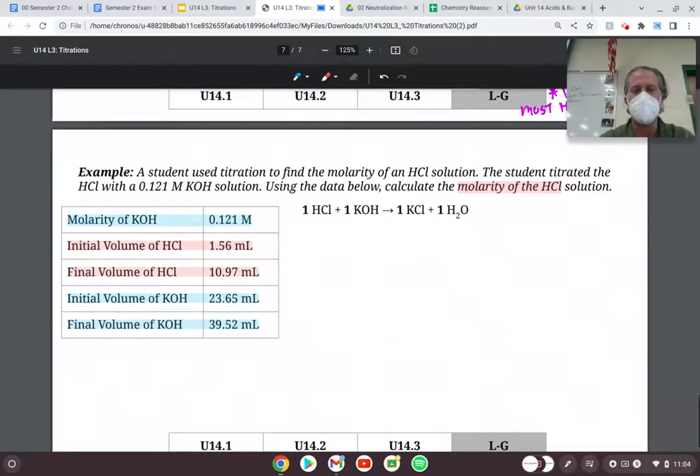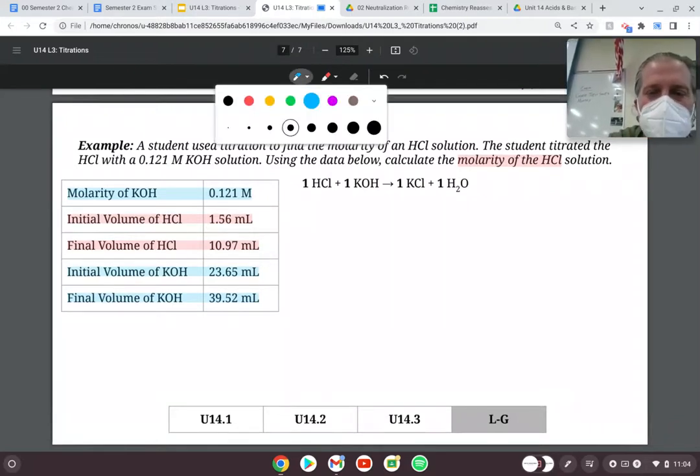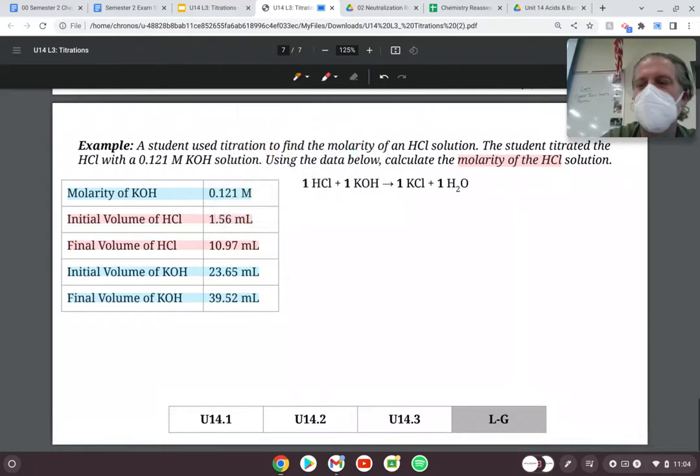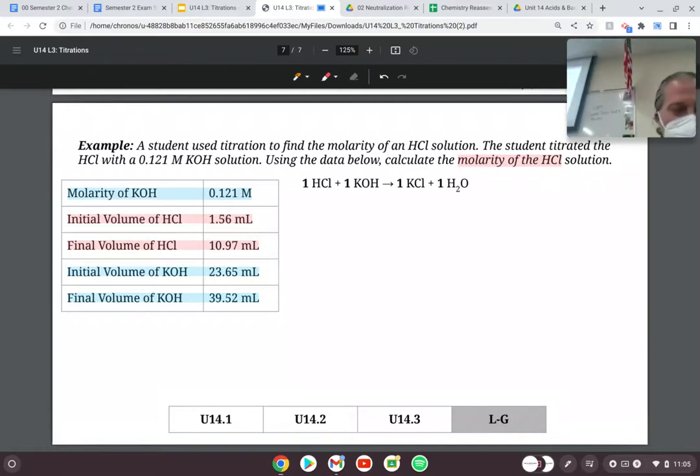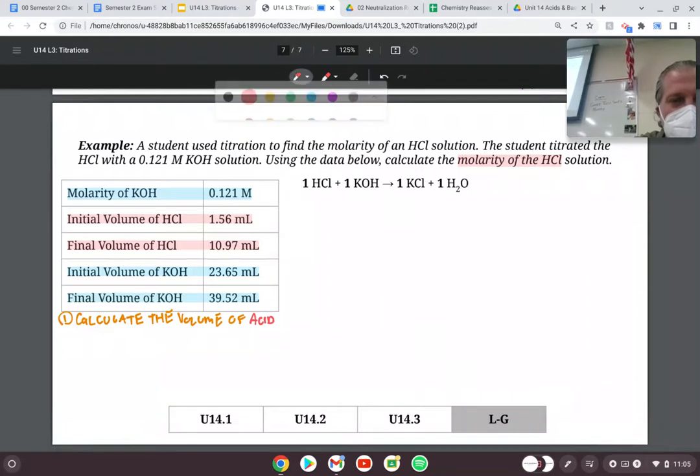So let's go down to this problem here. This problem has a lot of information in it, and I'm going to break it down into 4 steps. The first thing I need to know is the actual volume of acid and the actual volume of base that were used. So the first thing I need to do is calculate the volume of acid and base used.